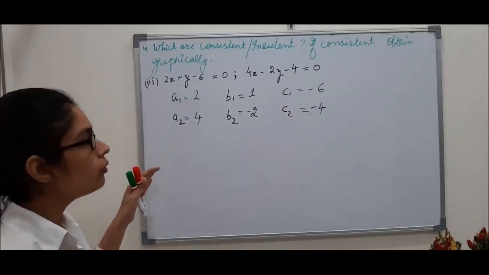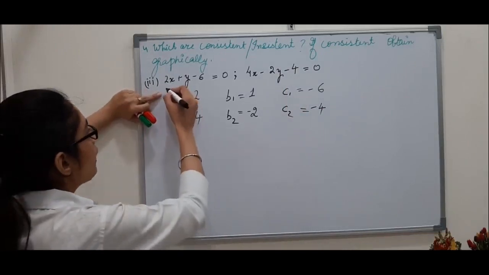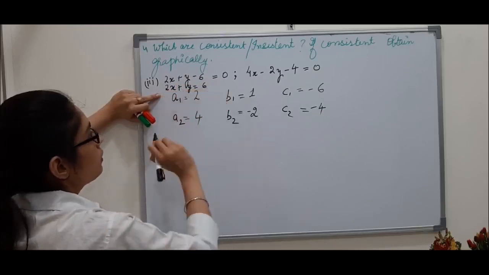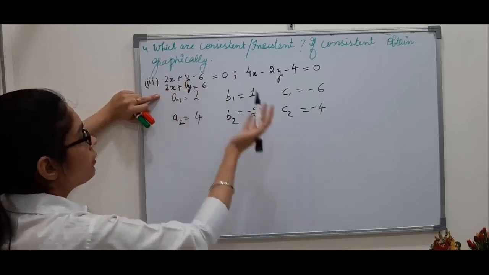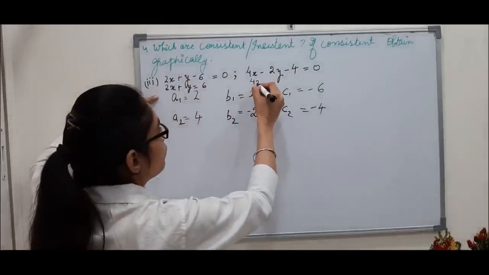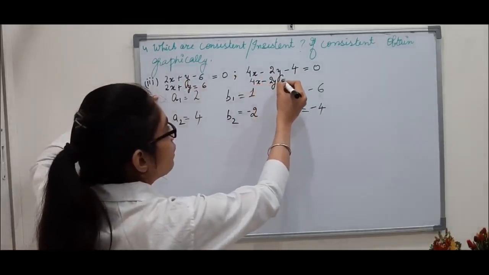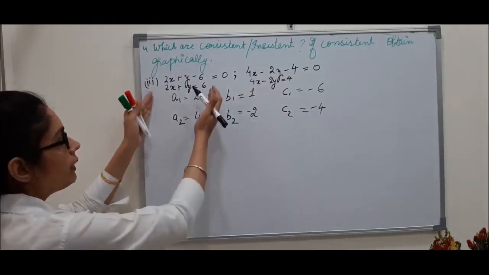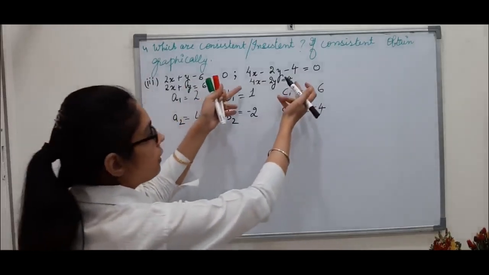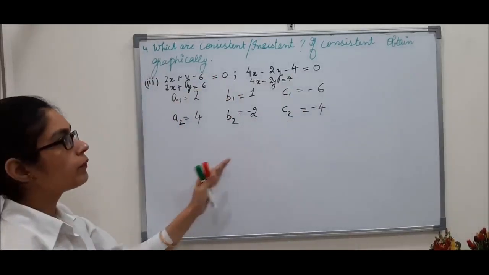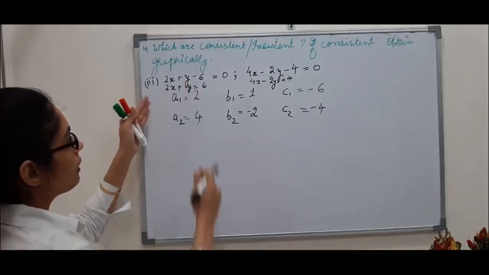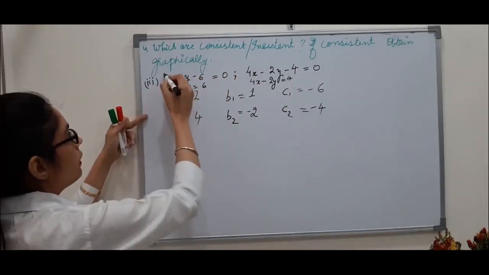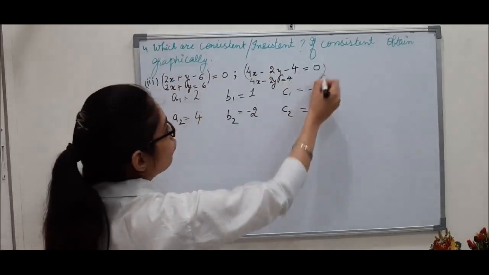So one thing I want to tell you, I can also write these equations as 2x plus y is equal to 6. This minus 6 I can shift to the other side, and this equation I can also write as 4x minus 2y is equal to 4. It's your choice how you want to write the equations, but if you are taking one equation in this form, you should take the other also in this form only. Because if you take one in this form and the other in that form, then there will be a change of signs. Both equations should be in the same form.